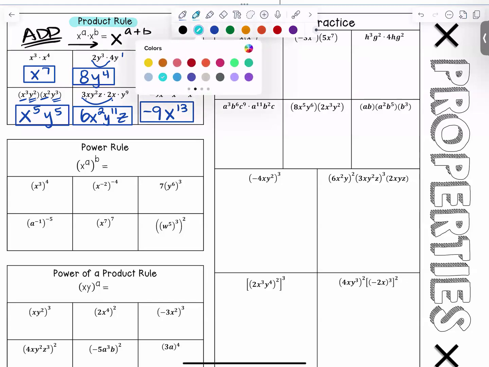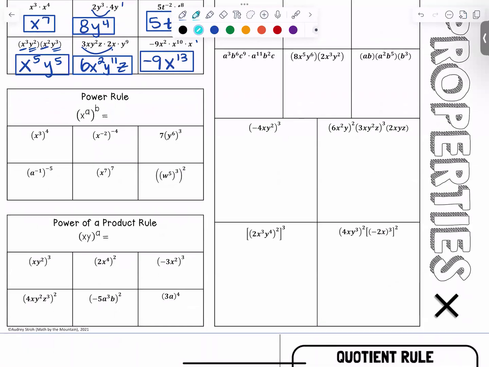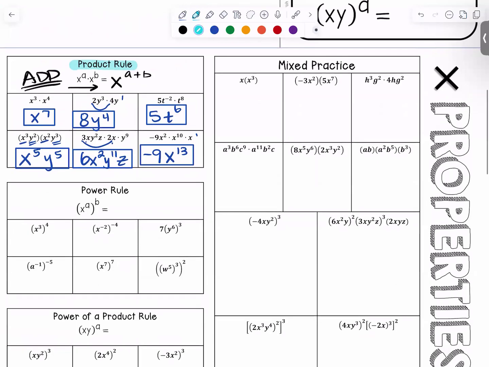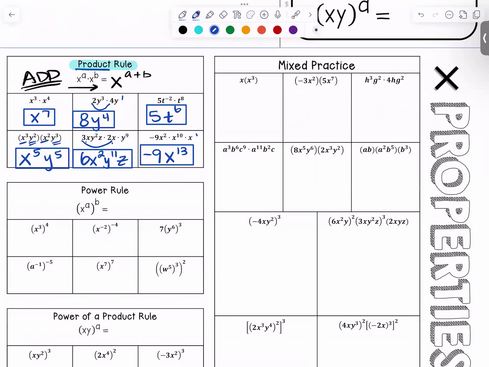Then you get into the power rule. All of these have to do with multiplication. Everything on here looks like a multiplication problem. The top section is the product rule. Product means multiply. So that's the rule about multiplying exponents, which really you add them. If you multiply two things, you add the exponents.